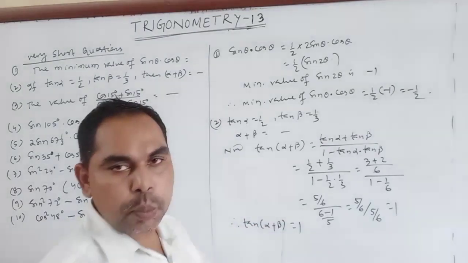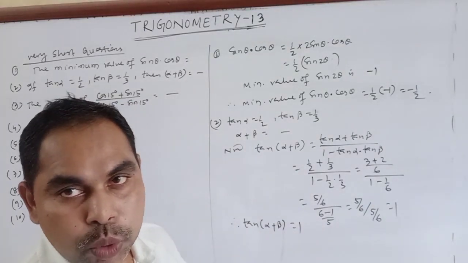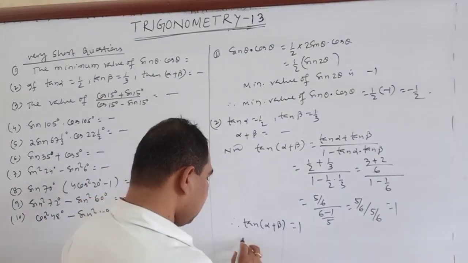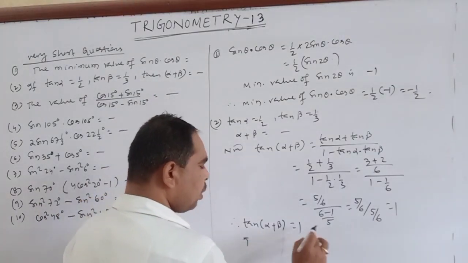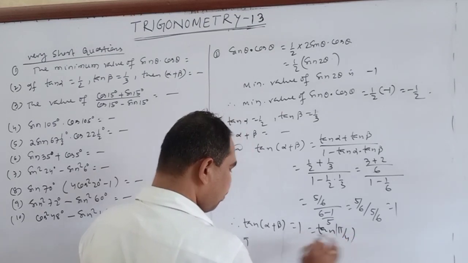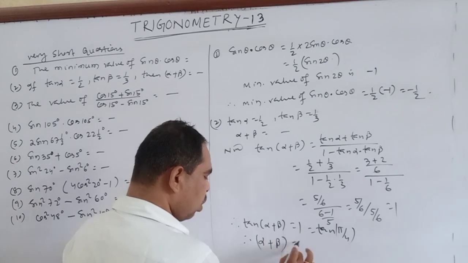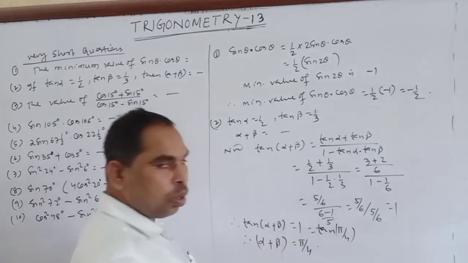So tan of alpha plus beta is equal to 1 means alpha plus beta is equal to pi by 4, that is 45 degree, since tan of pi by 4 is 1. Therefore alpha plus beta is equal to pi by 4.